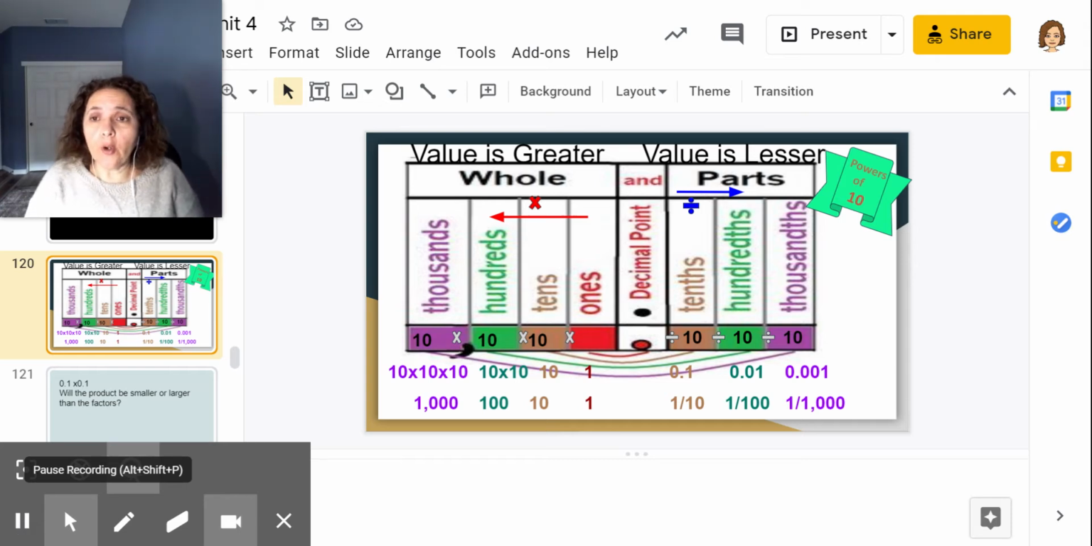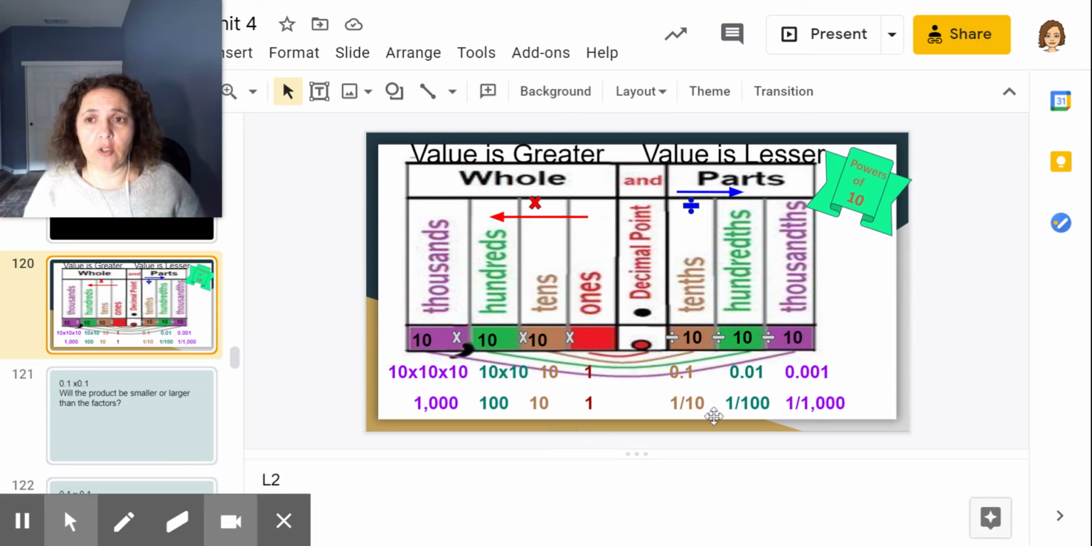Okay, so hopefully you know that if you're multiplying decimals, which are basically fractions, right? And what happens when you multiply a fraction by a fraction? Think about that. You're taking a part of a part. And remember, as we move from the tens to the hundreds to the thousands, it is getting smaller. So as we move, it decreases, it gets smaller.